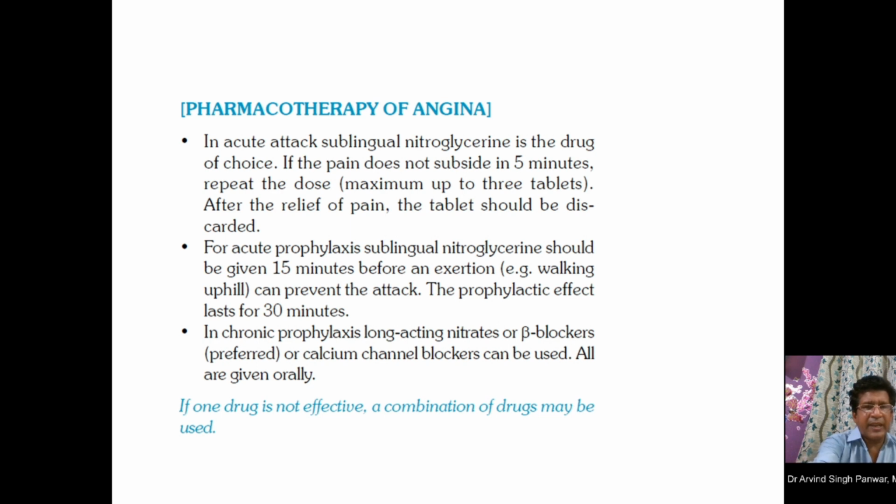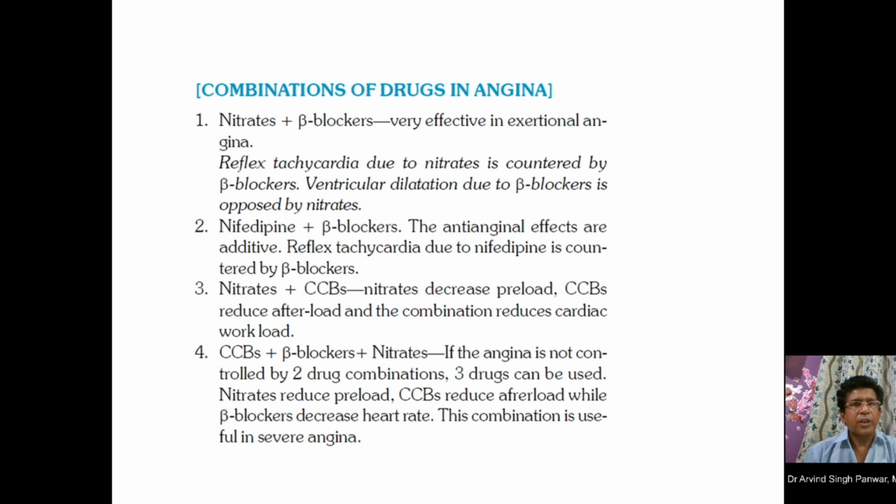In chronic prophylaxis, long-acting nitrates or beta blockers are preferred, or calcium channel blockers can be used. All are given orally. If one drug is not effective, a combination of drugs may be used. Then combination of drugs in angina. Nitrates plus beta blockers. This combination is very effective in exertional angina. Reflex tachycardia because of the nitrate is counteracted by beta blockers. Ventricular dilatation due to beta blocker is opposed by nitrates.